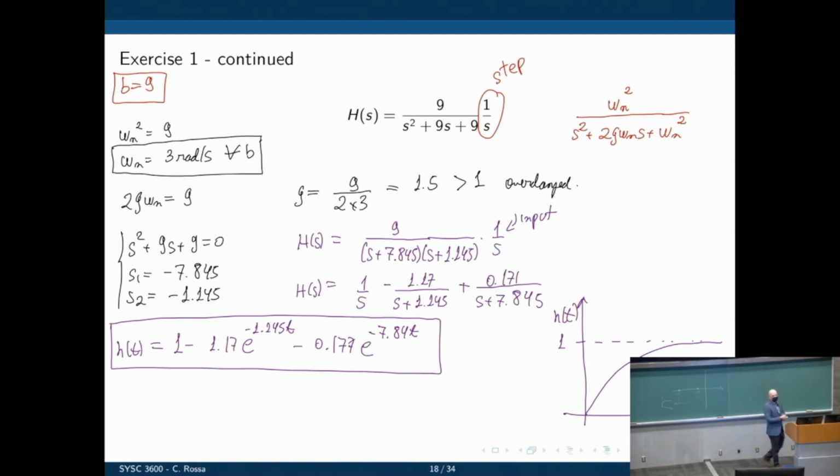Any questions for this one? Yeah. Sorry, I can't hear you. Radians per second, yeah. That's the same for all B, for all B. Just to say that the natural frequency is independent of B in this case. Any questions? Shall we move on?